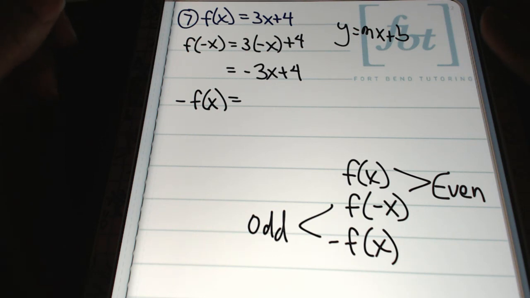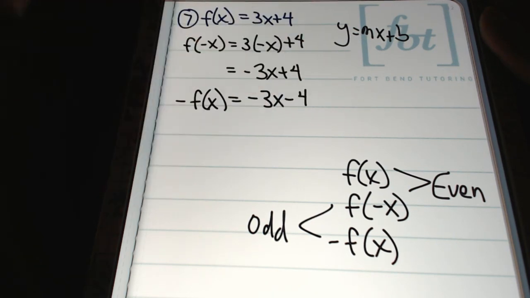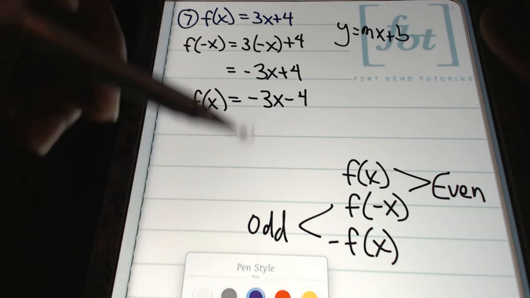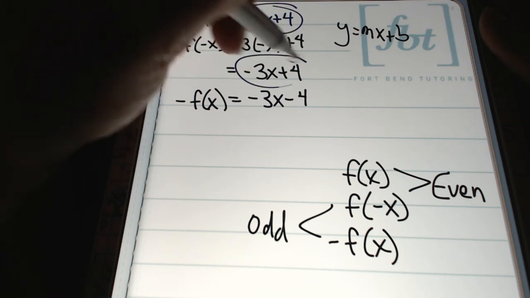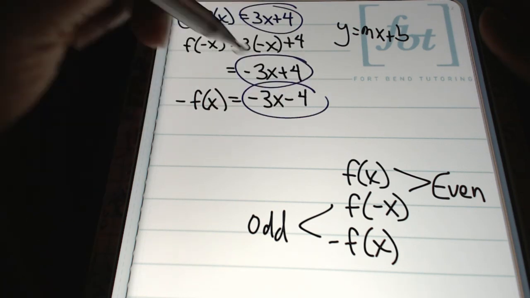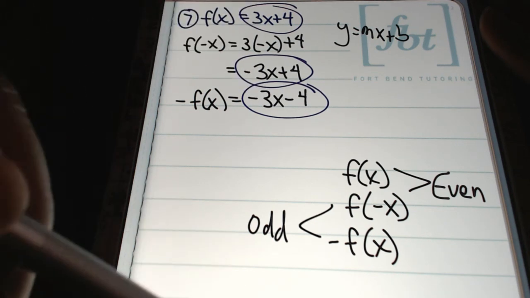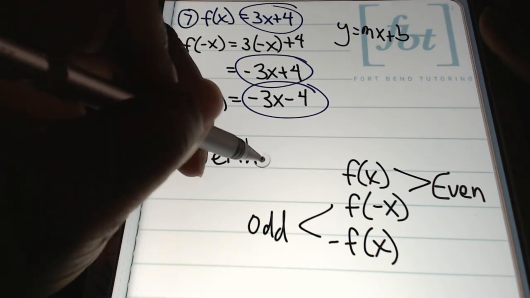Okay, there you have it. So let's see what happens with this opposite of the original function. All you need to do is change the signs on every term in the function. That's how you can tell. And Sandra says we're dealing with a neither situation, that it's neither odd nor even, because when you look at the value of f of x, the value of f of negative x, and the opposite of f of x, these do not match up. Okay, so therefore, as Sandra states, it is neither.